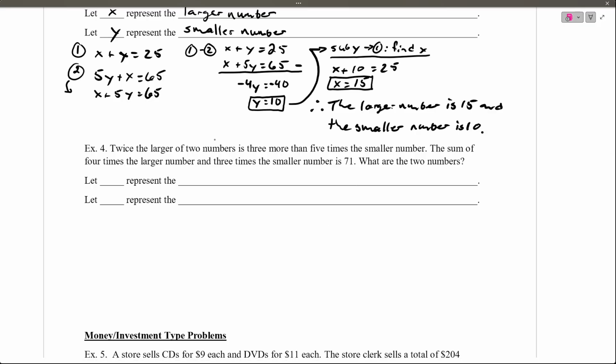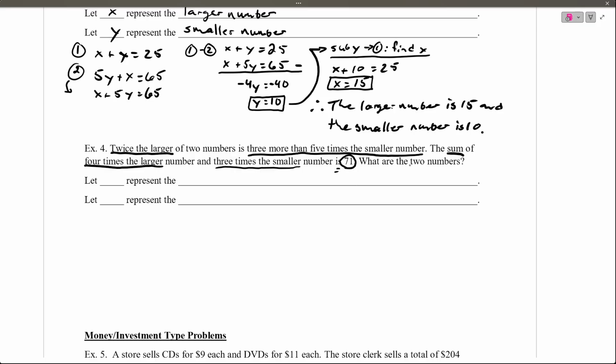Okay. So this one is the same idea. Twice the larger of two numbers. So we know we have two numbers again, and twice the larger one of two numbers is 3 more than 5 times the smaller number. Okay. The second phrase says the sum, so it means the addition, of 4 times the larger number and 3 times the smaller number is 71. Okay. What are the two numbers?